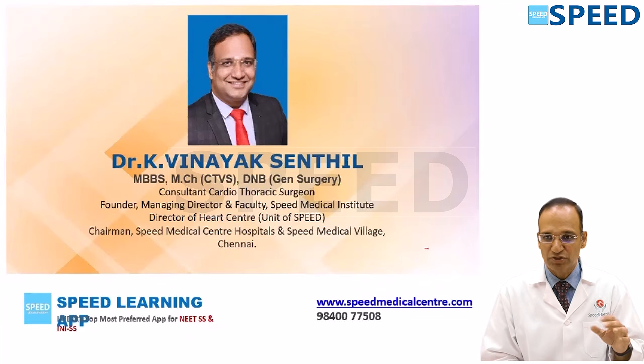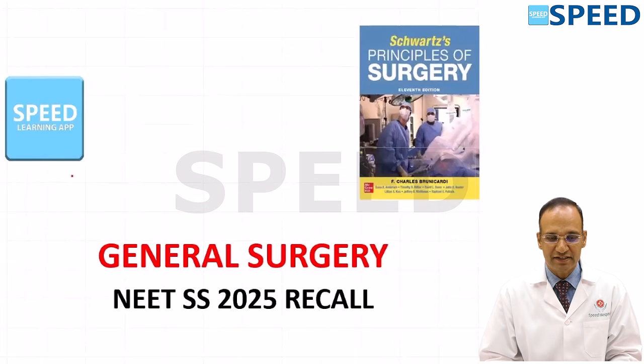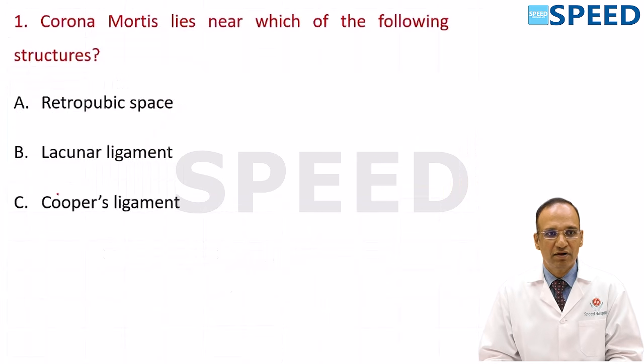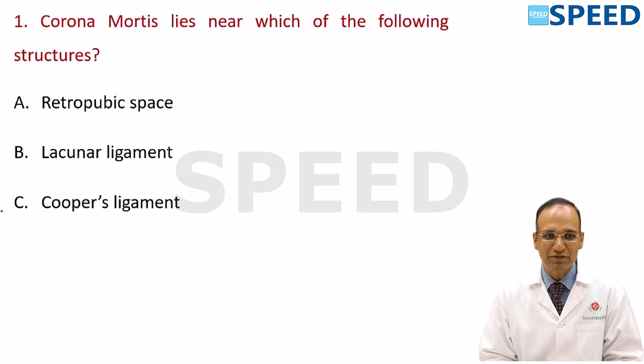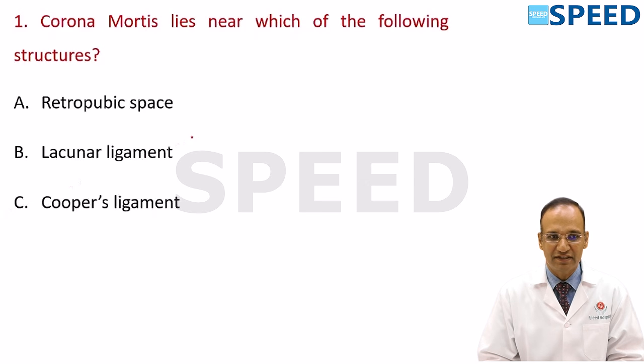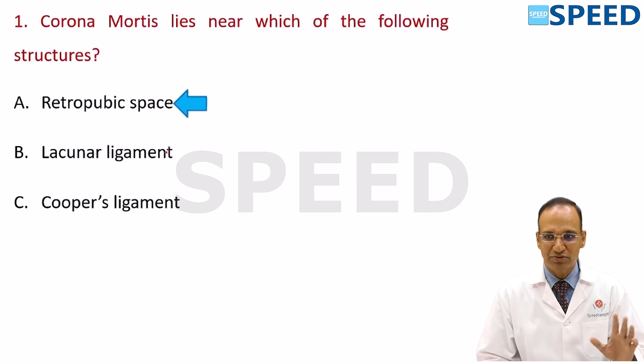Okay, let's go on to question number 1. Question number 1 of NEET General Surgery SS MCH General Surgery Recall, and these are the references from the 22nd edition of Sabiston, 20th edition of Bailey and 11th edition of Schwartz. Corona mortis lies near which of the following structures? This question has been discussed in the class already, and the right answer is retropubic space. For all this, I have taken the reference from the class notes itself.